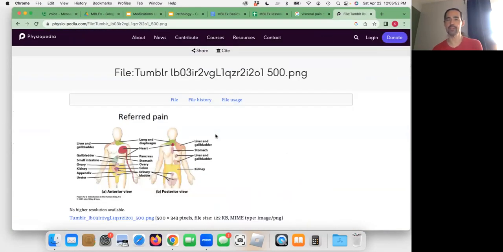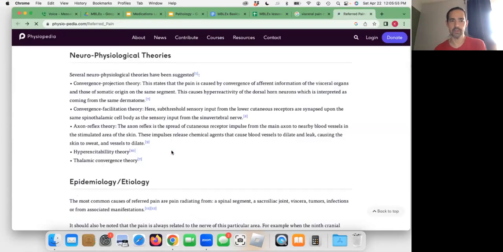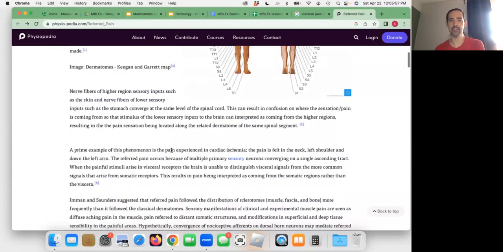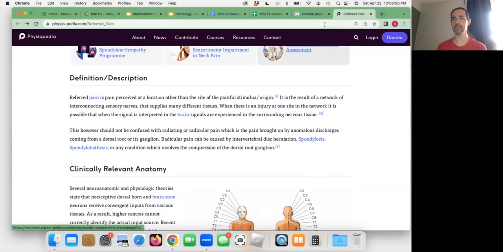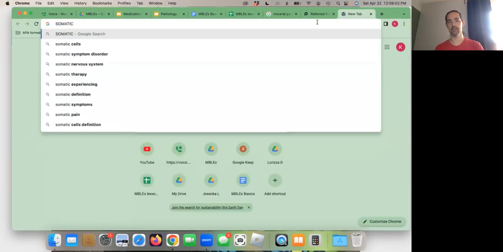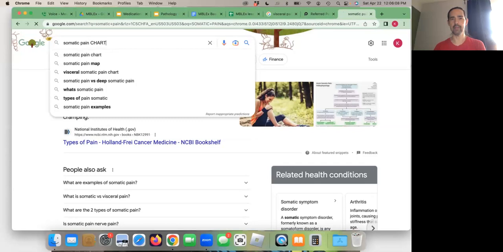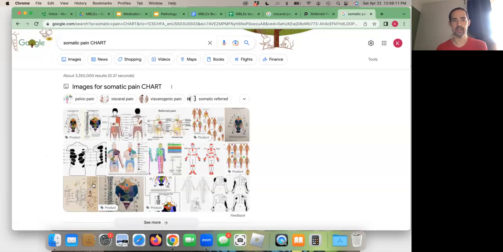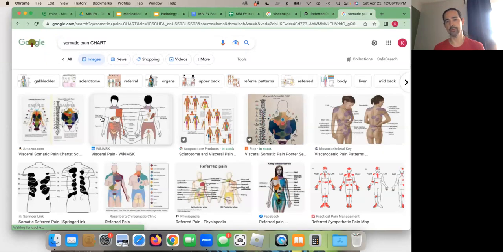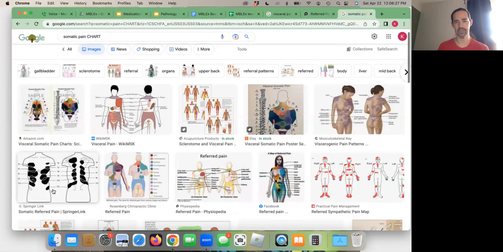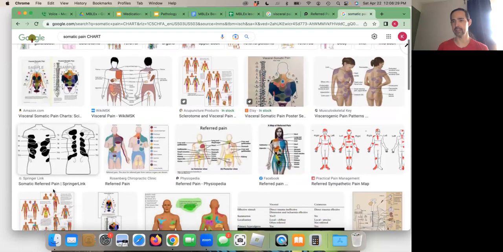Okay, visceral pain. So viscera, organs, right? And then somatic pain. Somatic pain refers specifically to pain that comes from the body. So that means the muscles, the bones, the tendons. I'm typing in somatic pain and I'm seeing all this referred visceral pain. See, it's labeled visceral pain. None of this is somatic pain. All right. What is this somatic referred pain? I'm not going to look at that right now.